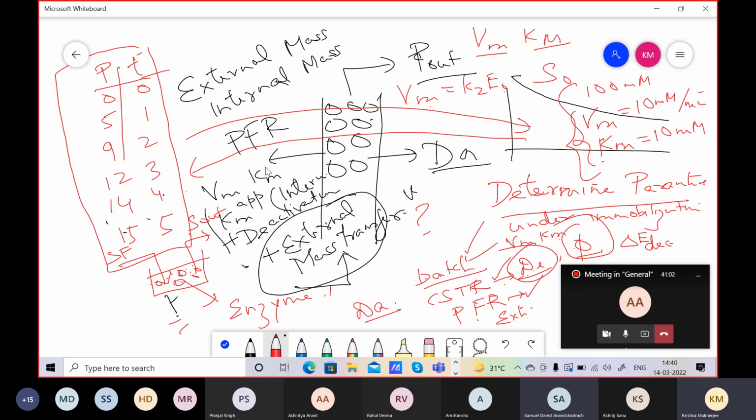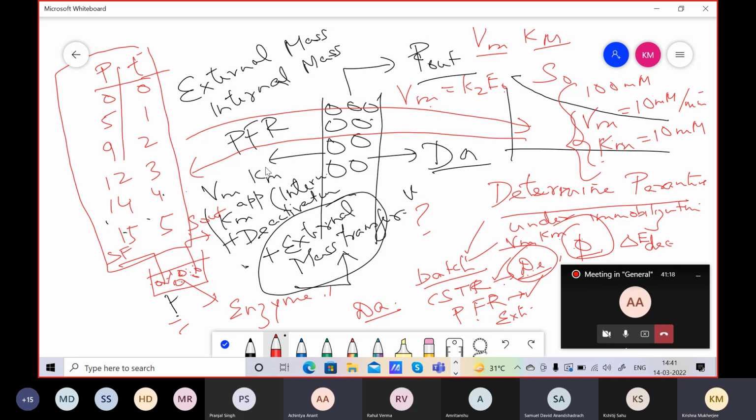I am very, very cautious. I don't want to give numbers. I want you to choose and submit. It's not a big job. Please choose. So how will we choose these values of P and T: 0, 5, 9, 12, 14, 15 and time 0, 1, 2, 3.